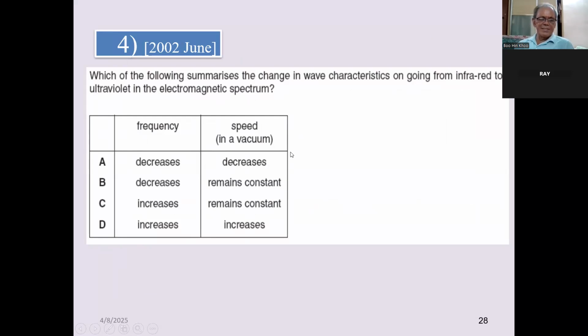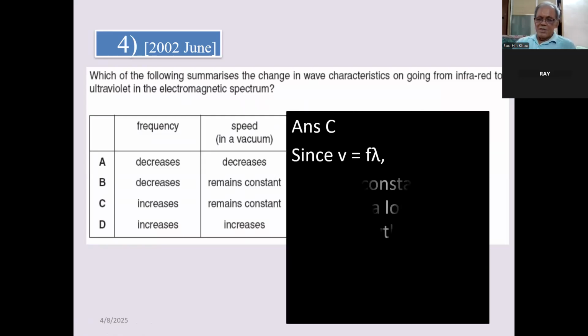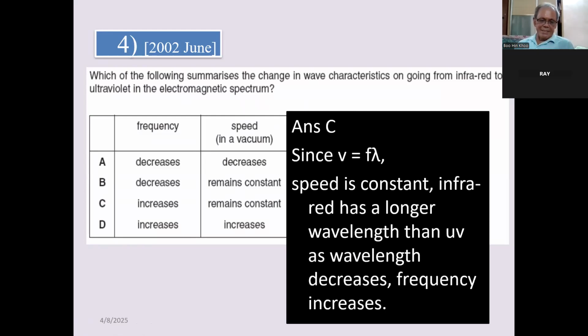Right, we just went over that. What's the answer? I think it's infrared to UV increases and then speed remains constant. C. Oh, C. Okay, good. Right, all electromagnetic waves travel at the same speed. From infrared to ultraviolet, the frequency increases. Okay.